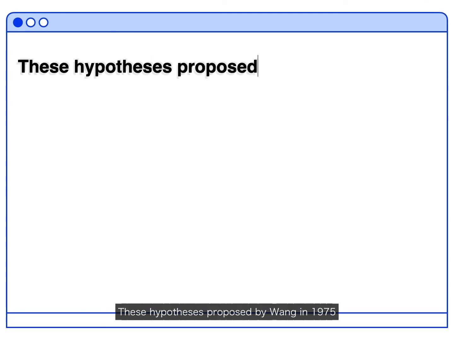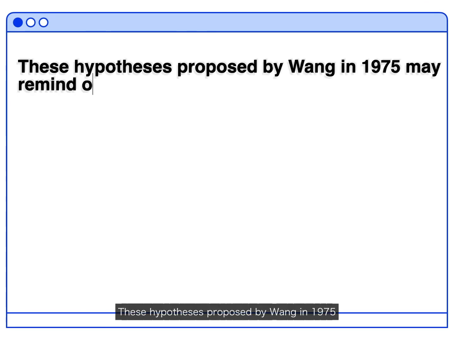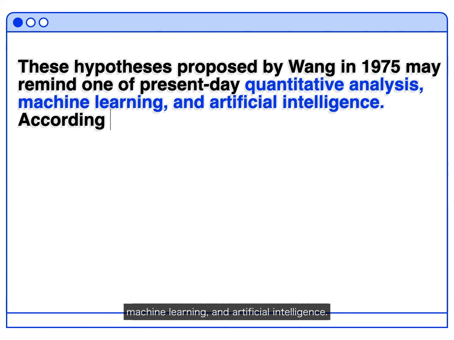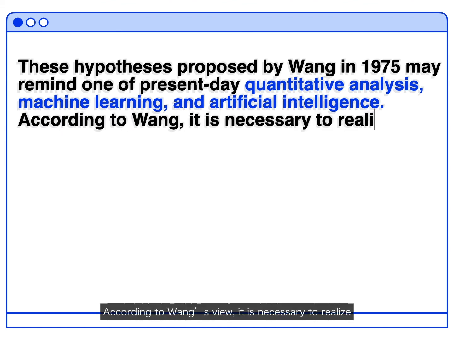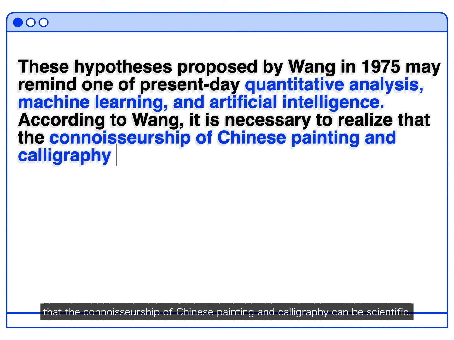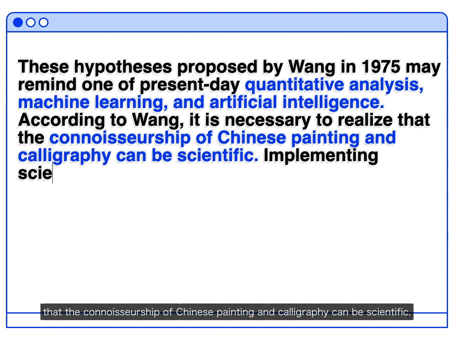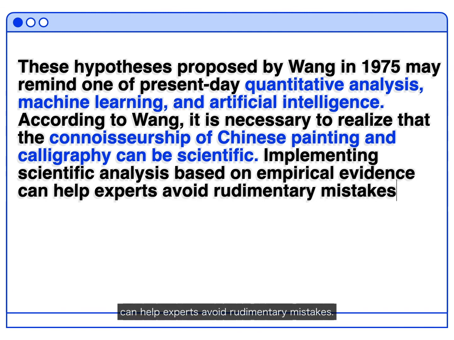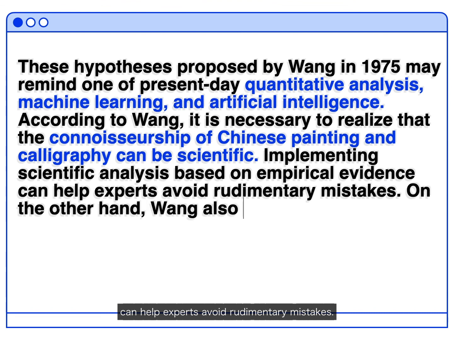These hypotheses proposed by Wang in 1975 may remind one of present-day quantitative analysis, machine learning, and artificial intelligence. According to Wang, it is necessary to realize that the connoisseurship of Chinese painting and calligraphy can be scientific. Implementing scientific analysis based on empirical evidence can help experts avoid rudimentary mistakes.